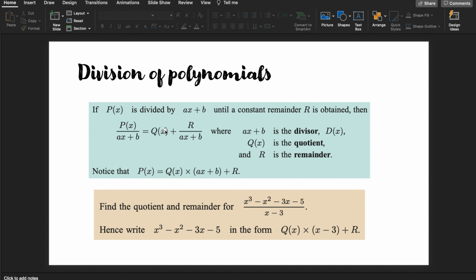If you cross multiply this side by ax plus b, we'd get q of x into ax plus b and then plus r, because ax plus b divided by ax plus b is 1. We'd be left with an r. So you can notice that the polynomial is basically the quotient into the divisor plus the remainder. If that is clear, let's move on to the question.